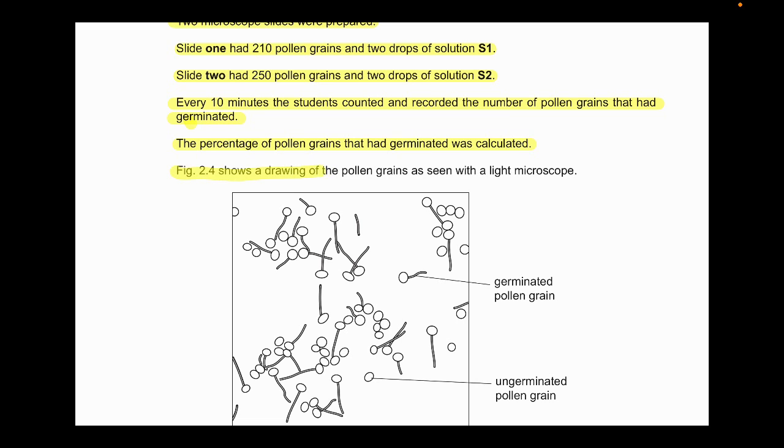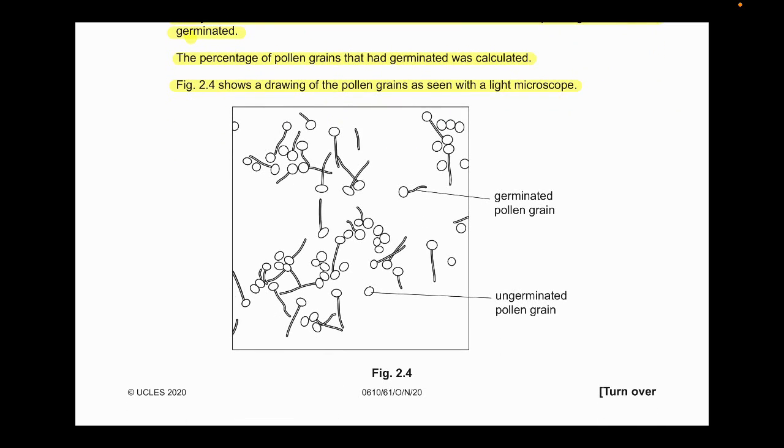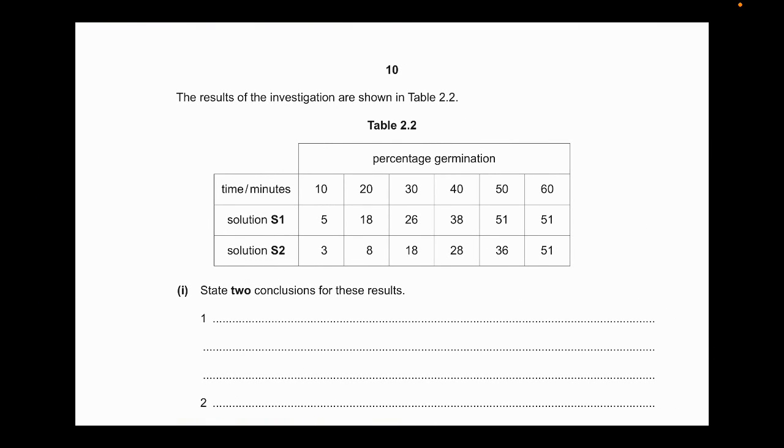Figure 2.4 shows a drawing of the pollen grain as seen with a light microscope. Germinating pollen grain, ungerminated pollen grain. Okay, so we already got the key. Now moving on. The results of the investigation are shown in table 2.2. Solution S1: at 10 minutes we had 5, 18, 26, 40, 51 and 51. So up to 51, percentage of germination is experienced. From 50 to 60 we didn't see any increase in solution S1.